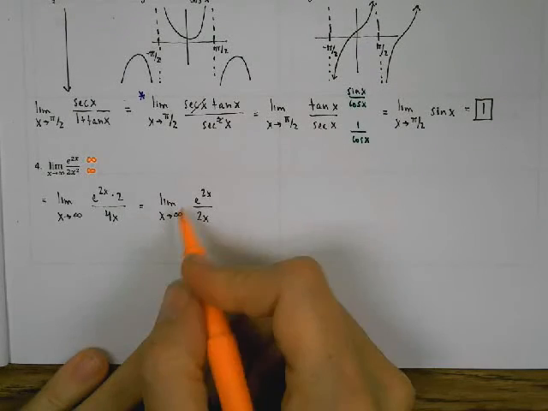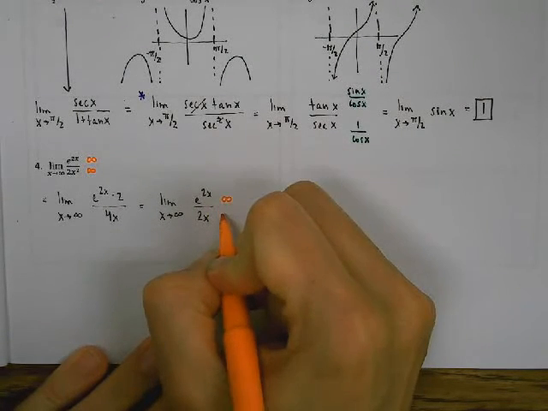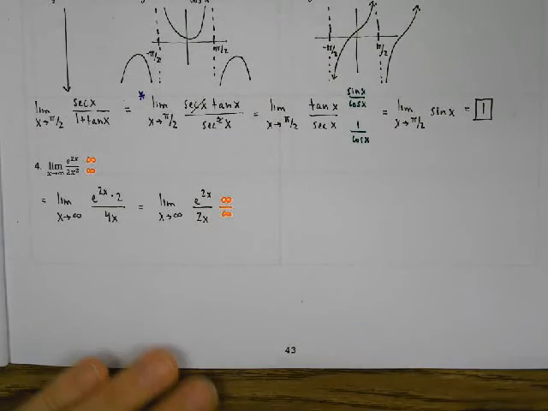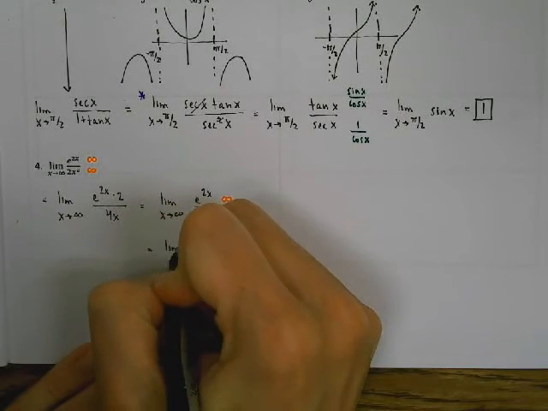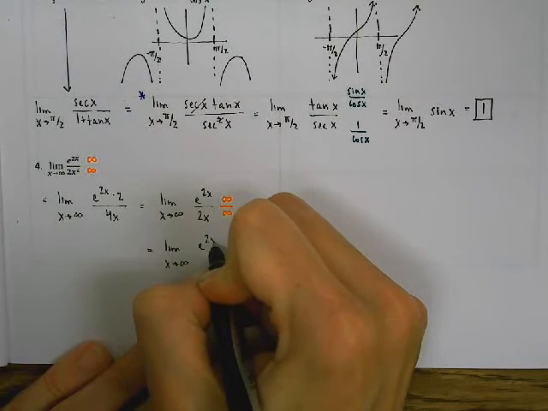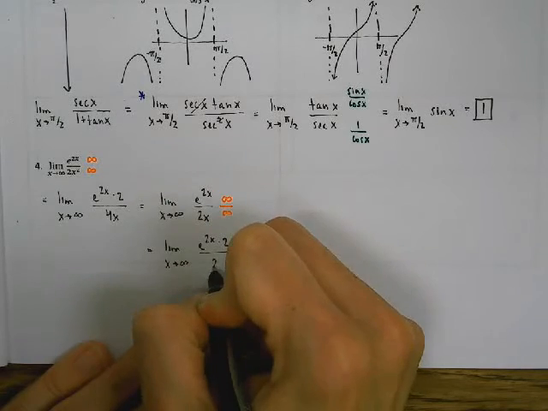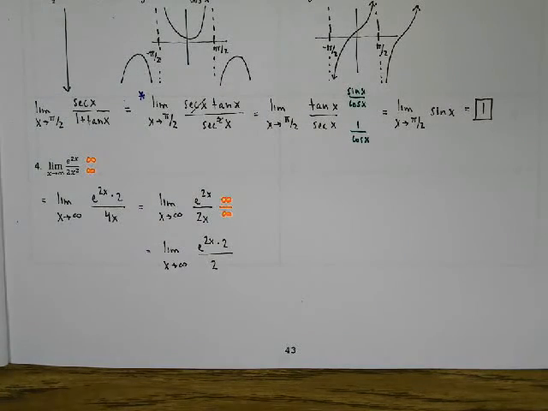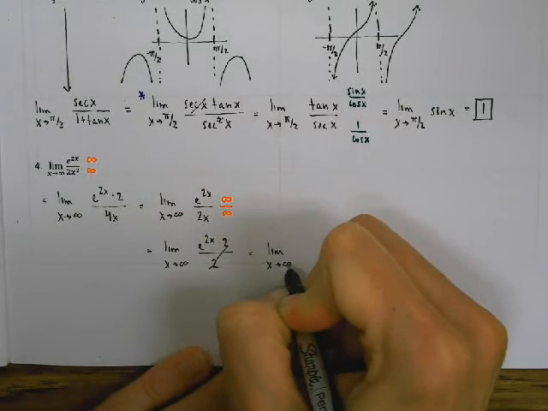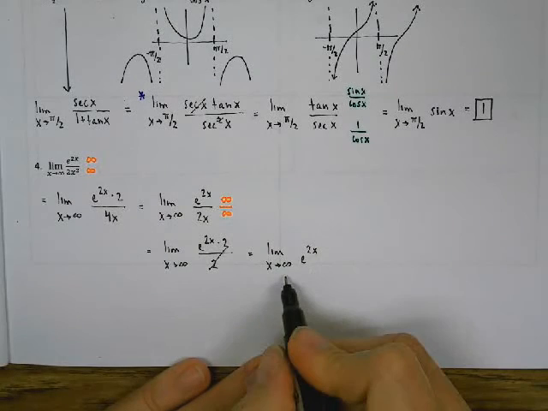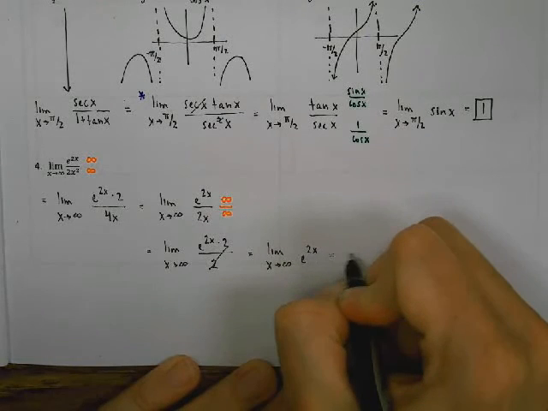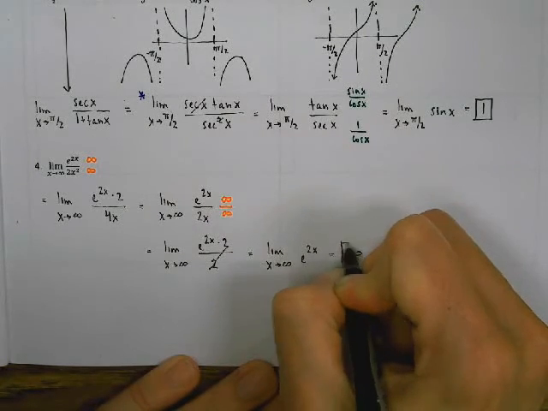But I notice now if I try to plug back in, I still have infinity over infinity. So L'Hopital's rule allows me to just go again. I'm going to take the limit as x approaches infinity and differentiate again. So again I get e to the 2x times 2, but now I just have a 2 on the bottom. If I cancel this out, I get the limit as x approaches infinity of e to the 2x. We can't really plug it in, but if we think of x getting larger and larger, we know this quantity is going to go to infinity.